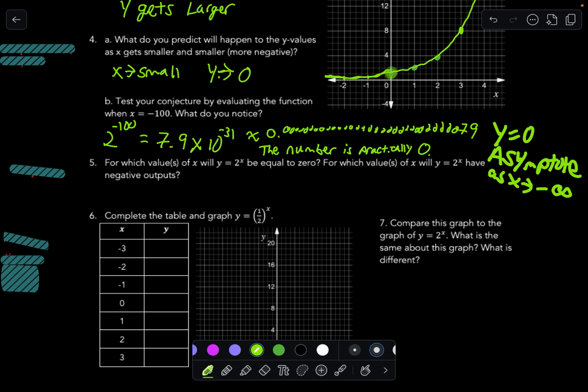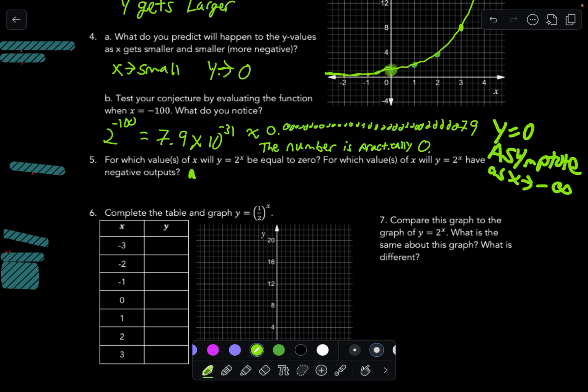For which values of x will y equals 2 to the x have negative outputs? No x values, right? Because you see negative 100, I could have gone negative 200 and it will not be 0. It'll be practically 0. It will be so small that you would treat it as 0, but it's not really 0. And because it never gets to 0, it will never cross the x-axis.